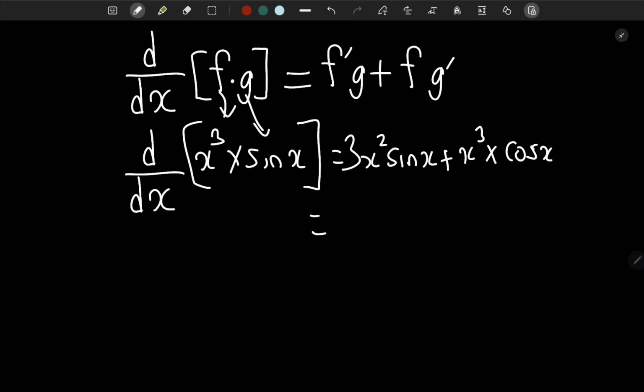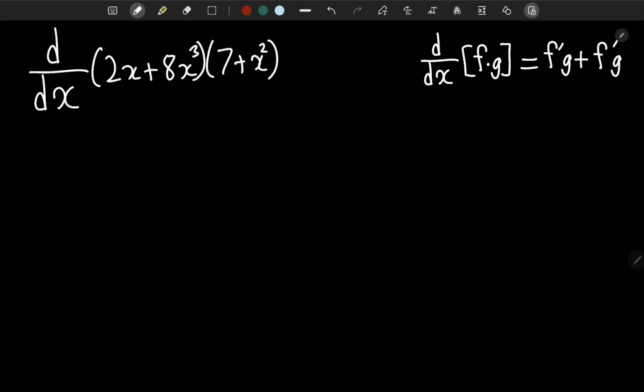So we can take x squared as a common factor over here, and this becomes 3 sine x plus x cosine x, since we just took x squared as a common factor between the two things over here.